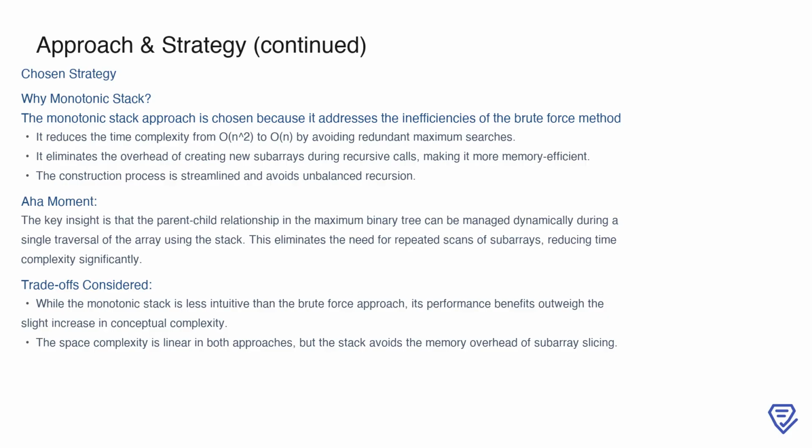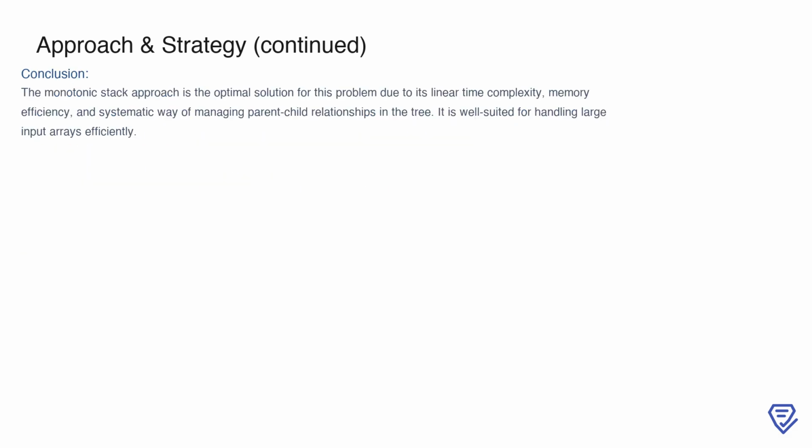Although the monotonic stack approach may initially seem less intuitive than the brute force method, its significant performance improvements make it the better choice. The trade-offs are minimal. While both methods have linear space complexity, the stack avoids the additional memory overhead caused by subarray creation in the brute force approach. In conclusion, the monotonic stack approach is the optimal solution for constructing the maximum binary tree. With its linear time complexity and memory efficiency, it is well suited for handling large input arrays effectively.